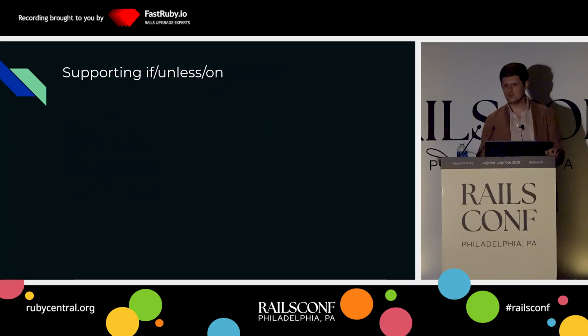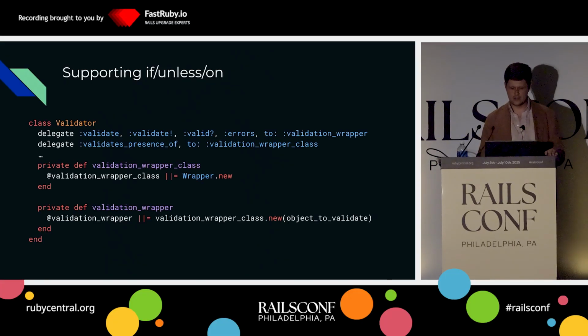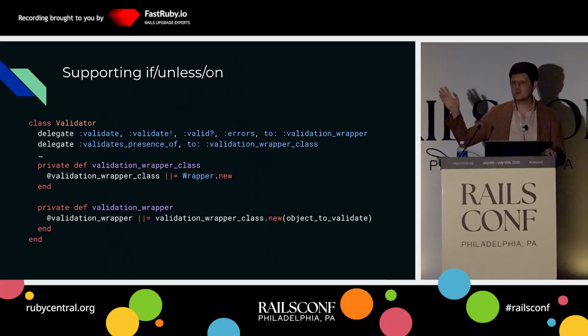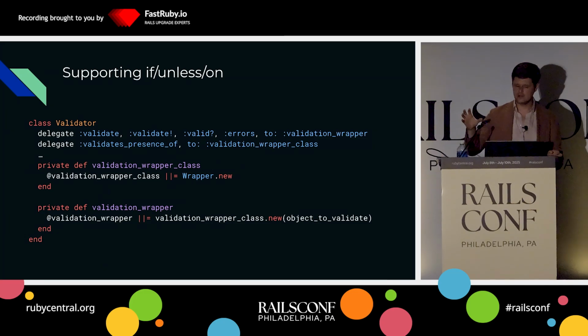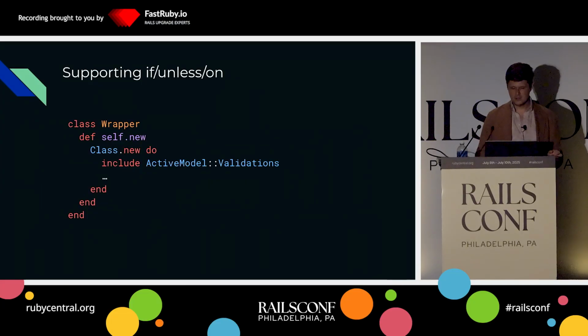And so if we make a little change to our validator, where we now just delegate a bunch of things away to our wrapper class. Now we're delegating those class methods that we're used to from our ActiveRecord models to our validation wrapper class, that anonymous class that's being returned by wrapper.new. And then we're delegating the instance variables to the instance of that class. And then meanwhile, on the wrapper side of things, we have a very small update that we make, which is just include ActiveModel::Validations.